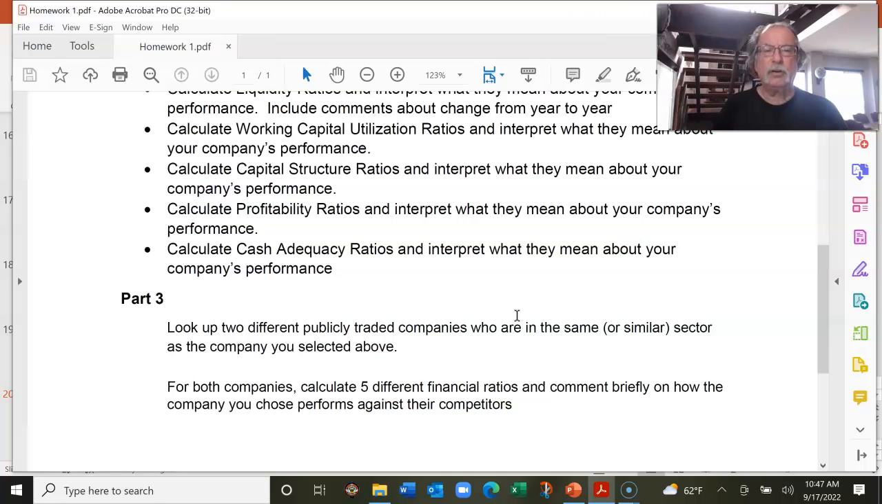Pick something like the current ratio, the debt to total assets ratio, net earnings per share ratio, working capital turnover. Pick 5 of them. And then calculate those ratios for these 2 new companies, compare them to the ratios from the company you picked, and make a couple of brief comments about how those 2 companies performed compared to the company that you chose.